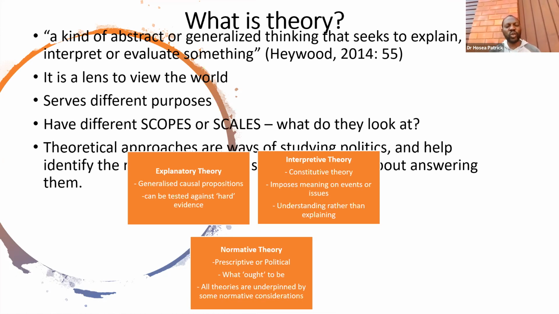So a theory is also a lens used to interpret the world, used to view the world, and it serves different purposes, right? And we said different scopes and scales. It depends on what you are looking at. It can be broad, it can be specific, right?